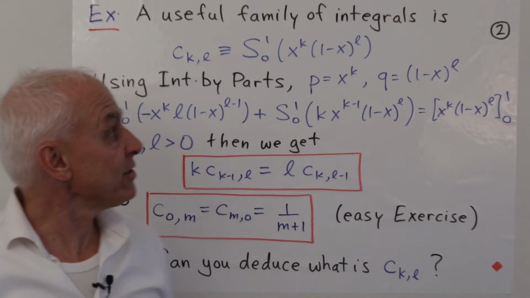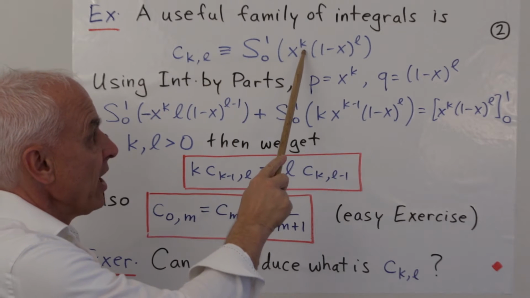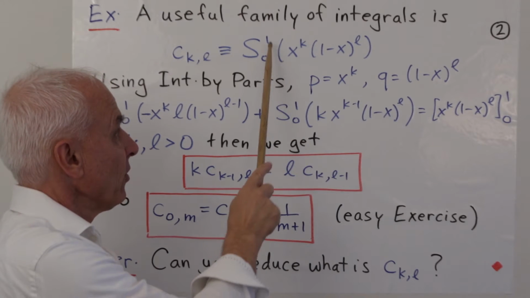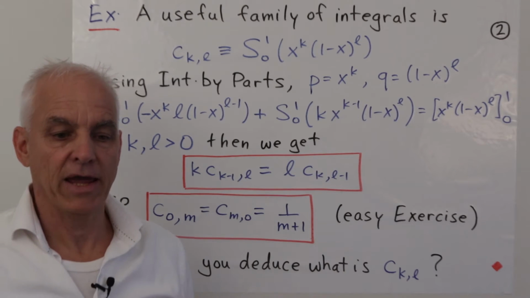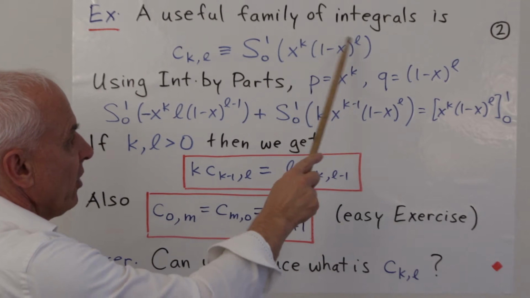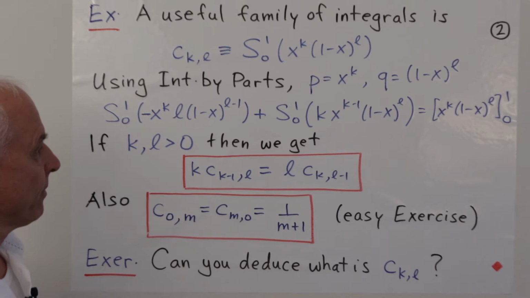So as an illustration, let's look at an interesting family of integrals. We're integrating x to the k times (1 minus x) to the l from 0 to 1. So k and l are natural numbers here. And that's going to be some number, which depends on k and l. Let's call it c sub k comma l.